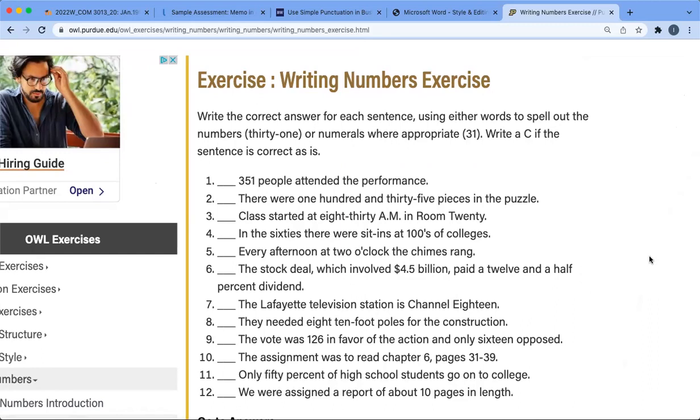You write the correct answer for each sentence. You use either words to spell out the numbers, 31 for example, or numerals where appropriate. If it is at the beginning of a sentence, remember, whenever you write down numbers, we always spell them out at the beginning of a sentence. For example, number 1 should be written spelled out correctly, or in numerals where appropriate. I give you 10 minutes to complete this assignment.